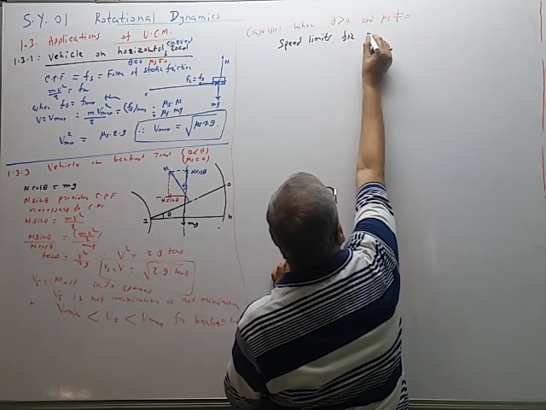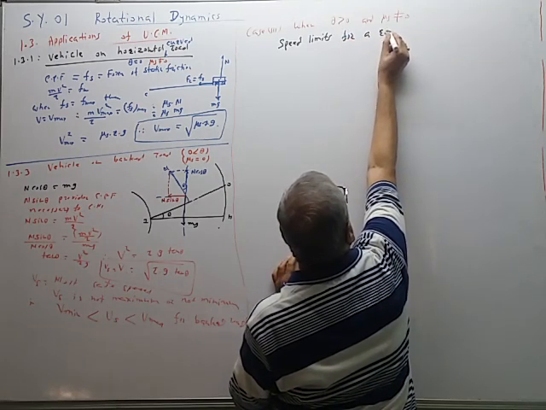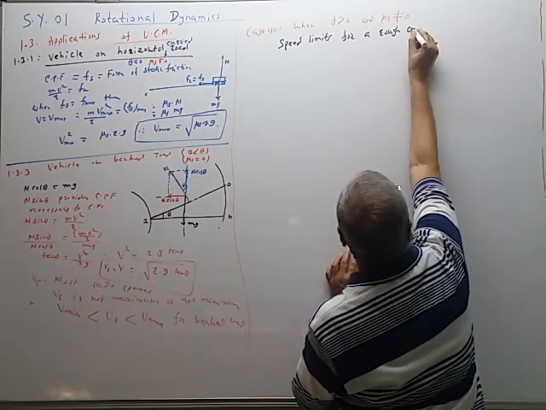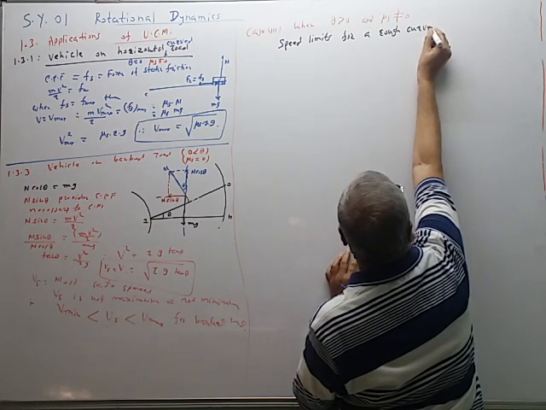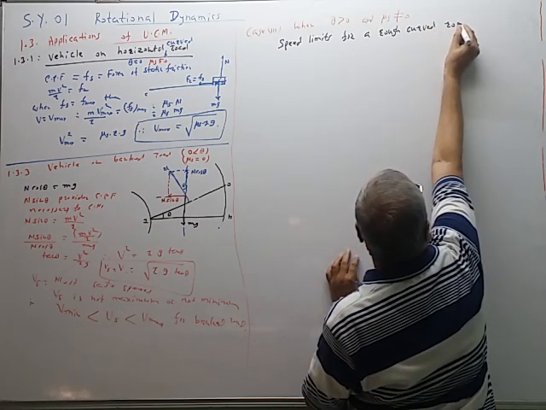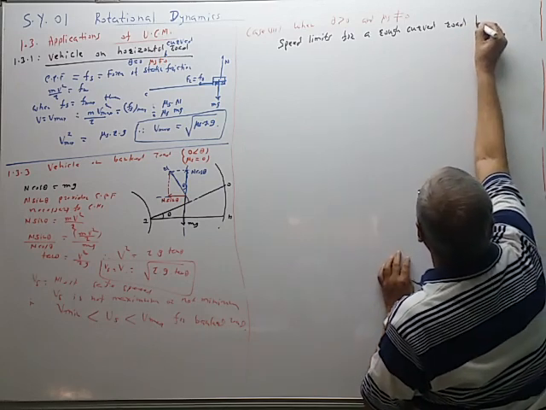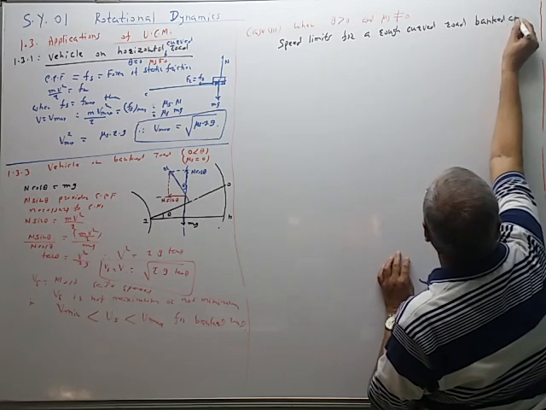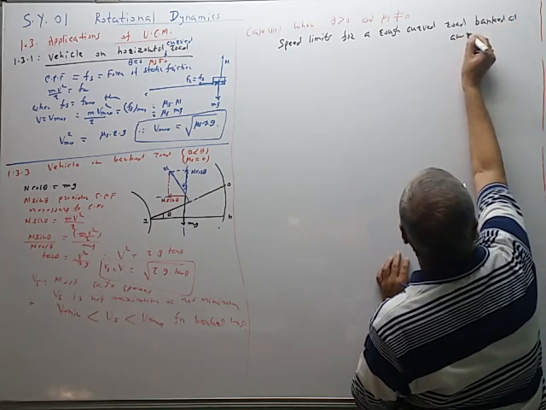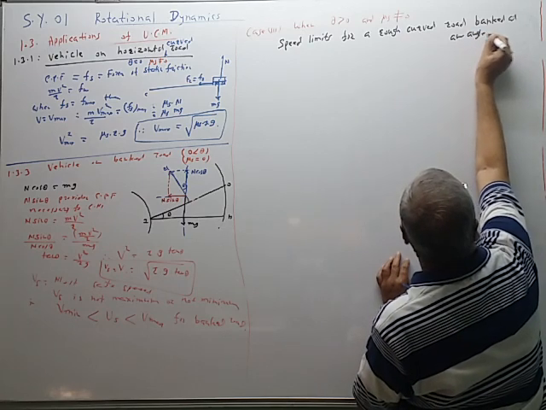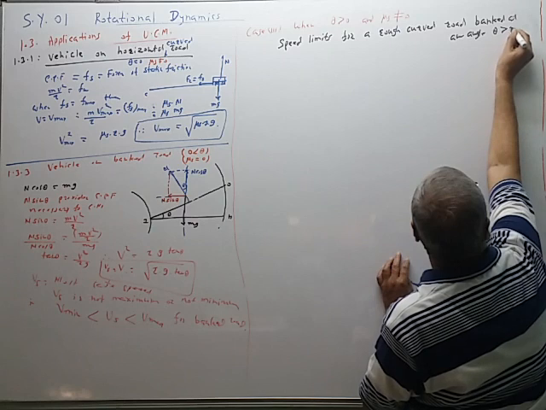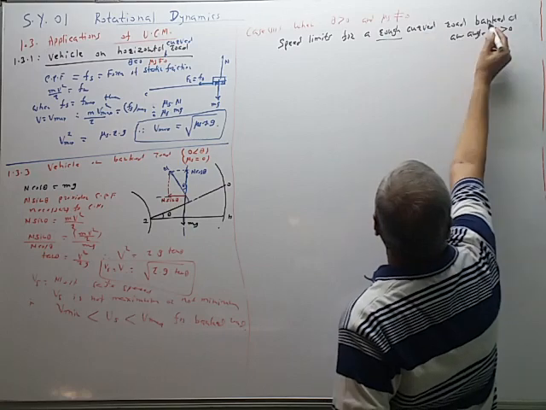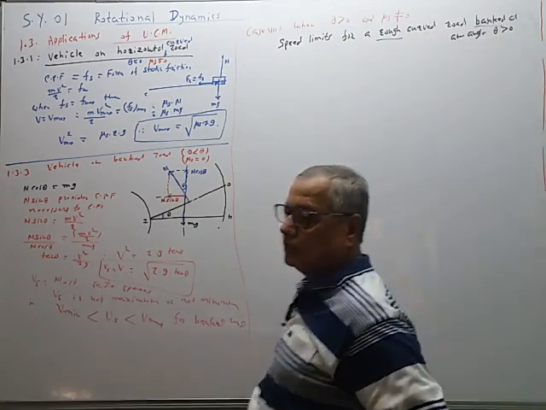for a rough curve road banked at an angle theta greater than 0. So road is rough means mu s is not equal to 0. Road is banked means theta is greater than 0.